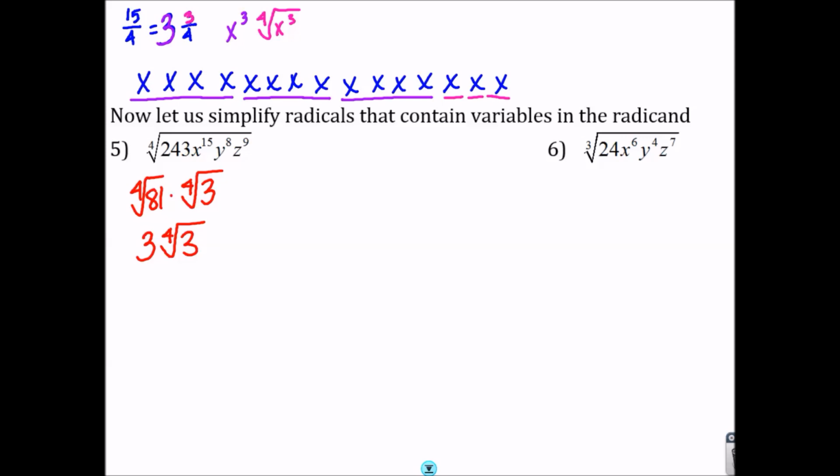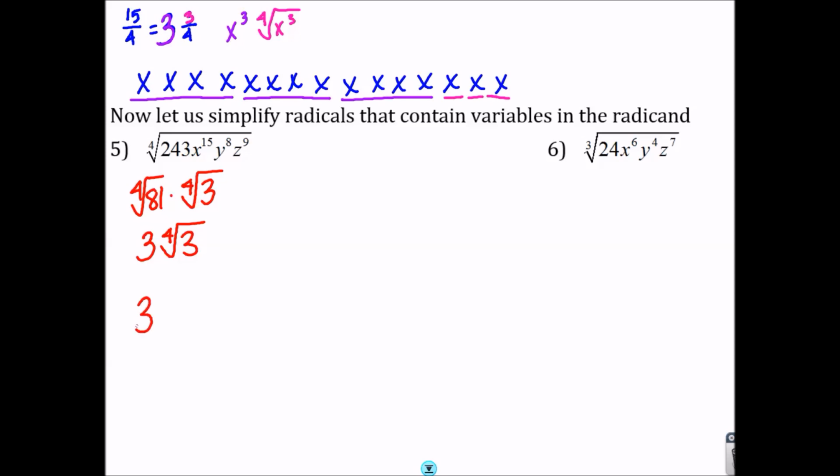We have y to the 8th. If we divide 8 by 4, we get 2, and there's nothing left over, which means that the 4th root of y to the 8th is just y squared. So I'm going to start writing out all of these as the answers.